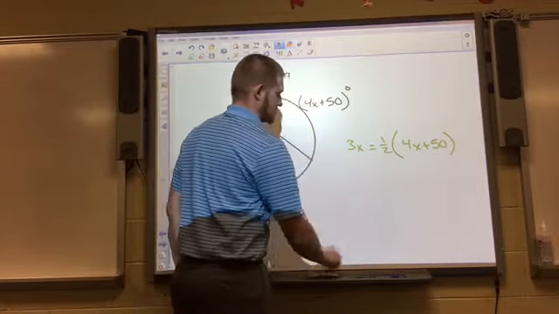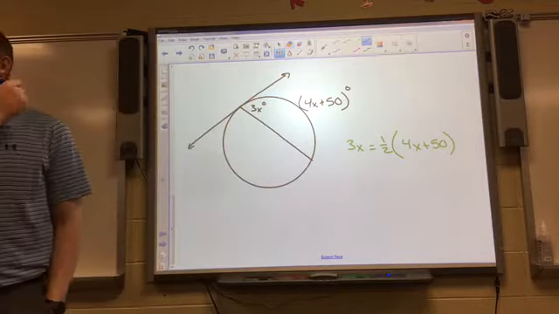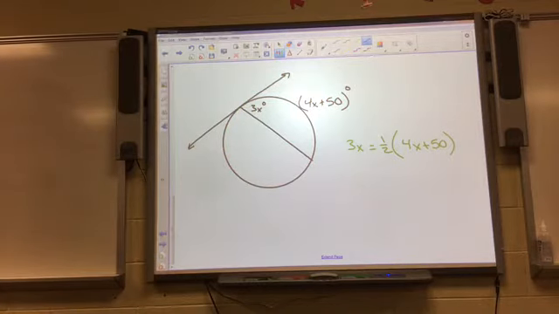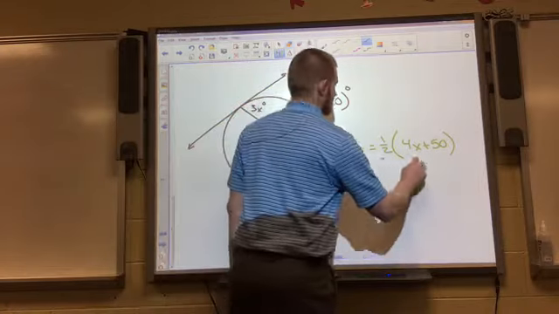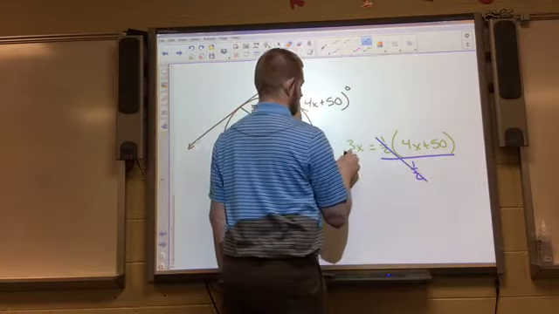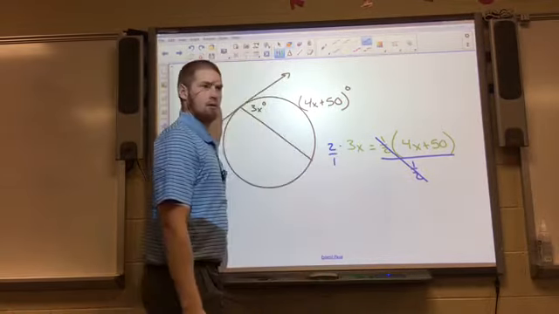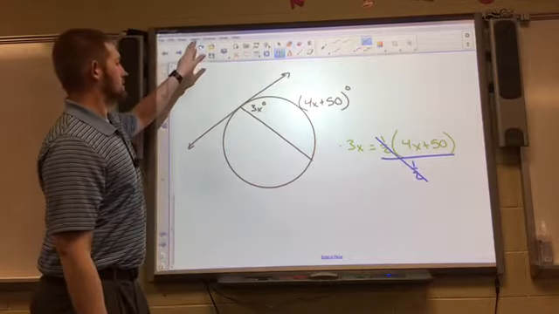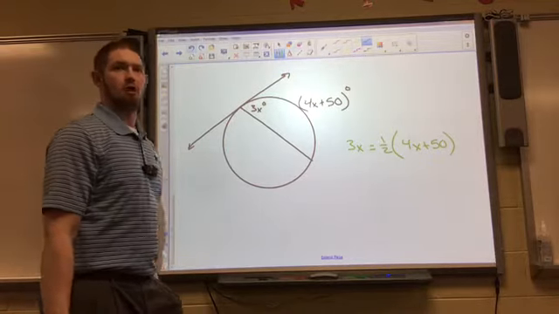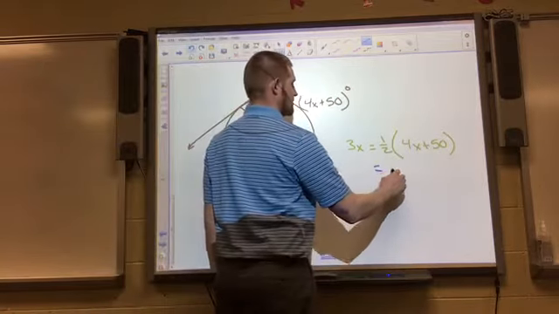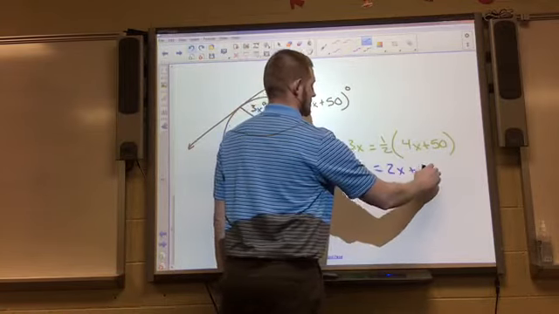There's multiple ways to start solving this now. Okay, Travis, how would you do it? So basically what they did is they divided by a half. If you divide by a half, you actually multiply by the reciprocal, right? Okay, what's another way to do it? Distributive property. Half of 4 is 2x, half of 50 is 25.